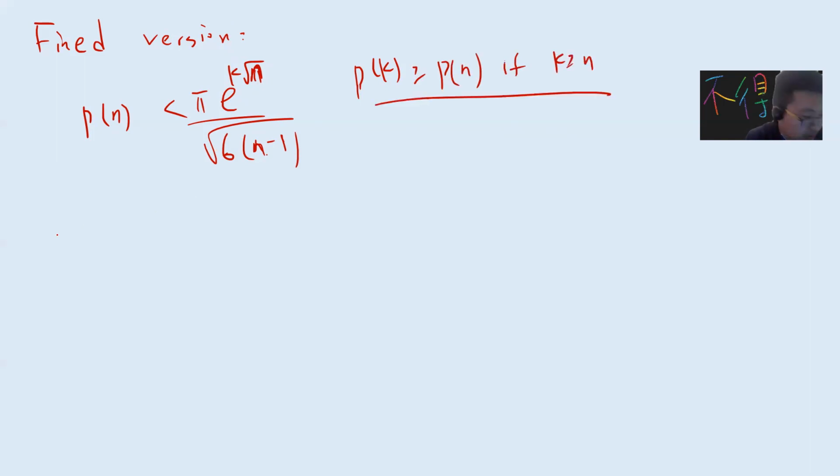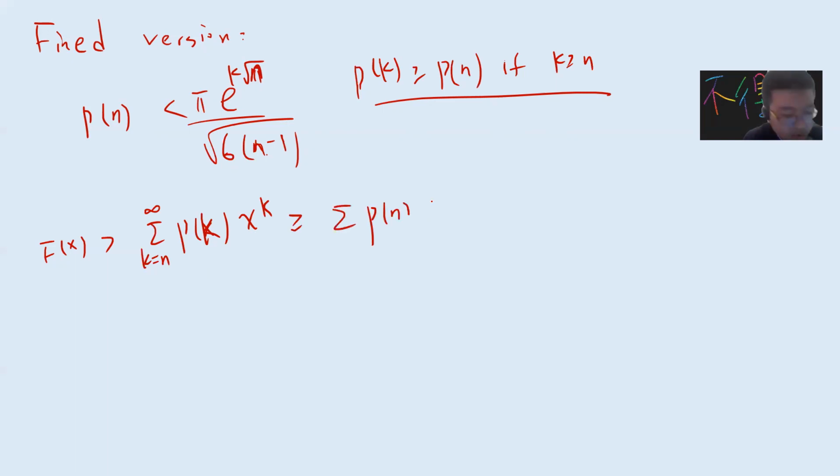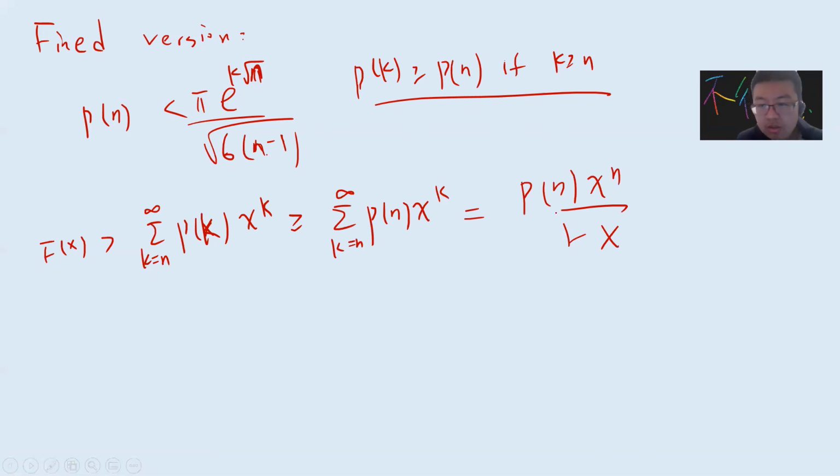So I get f(x), which is greater than the sum of p(k) x^k, with k from n to infinity, because I only take out the terms from n onward. This is greater than or equal to the sum of p(n) x^k from n to infinity, because p(k) is greater than p(n) if k is greater than n. So these are just a geometric series, and we get p(n) x^n over 1 minus x.